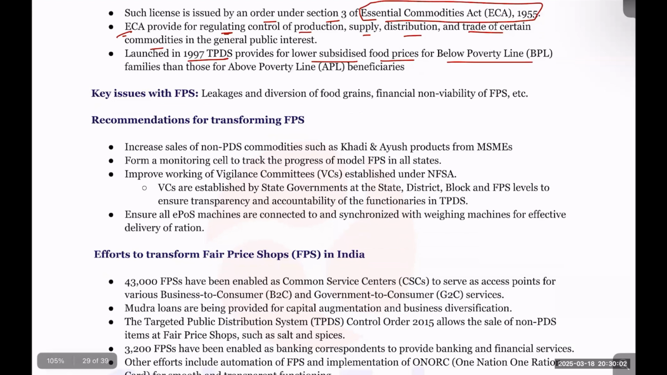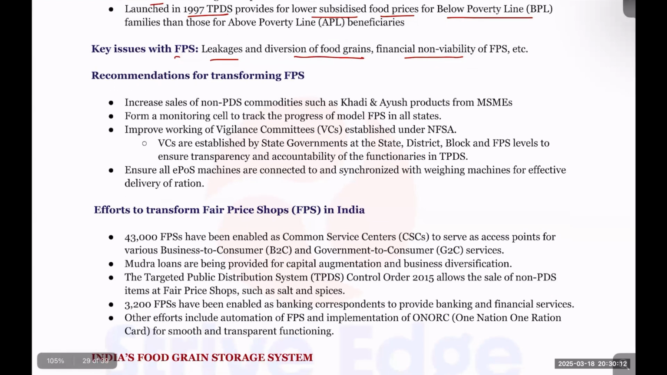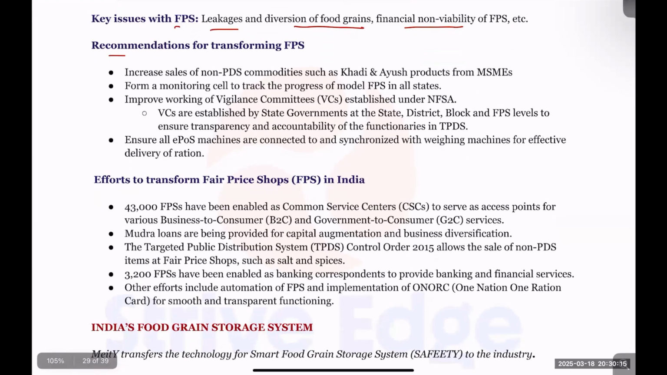Now, what are the key issues with fair price shops that I already talked about? It is leakages, diversion of food grains, and financial non-viability, that they are non-viable, right? So, what are the recommendations given by the committee? Increase the sales of non-PDS commodities such as khadi and Ayush products from MSMEs. Form monitoring cells to track the progress of model FPS in all states. Okay, so those model fair price shops have been formed. We should form a monitoring cell to have a track record of their performance. Improve the working of the vigilance committee. Vigilance committees should be put up, and their working should also be improved.